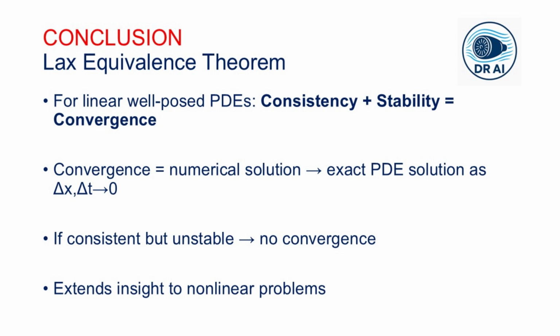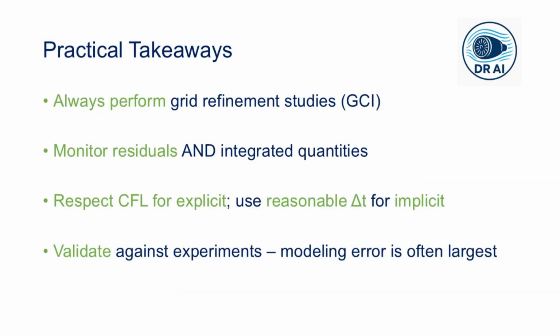In practice, if your simulations do not converge as you refine the grid, you either have an inconsistency, for example, incorrect boundary condition implementation, or an instability, for example, a CFL violation. And thirdly, the theorem extends to many nonlinear problems, though not formally proven, but the insight remains: control your truncation error and keep your scheme stable.